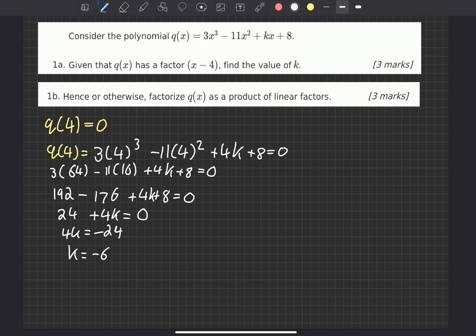It's the answer. So this here would be minus 6x, right?